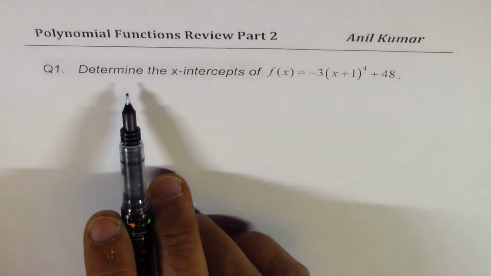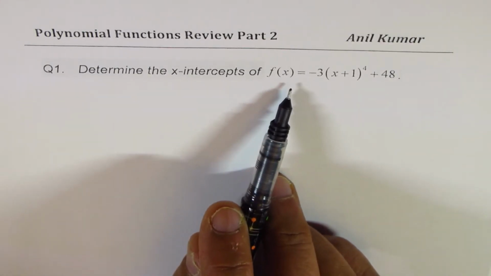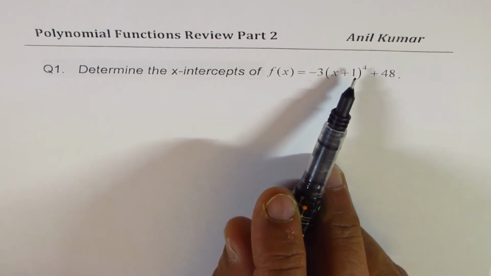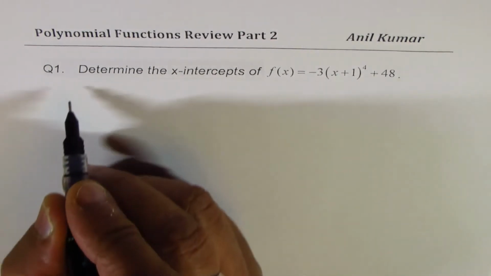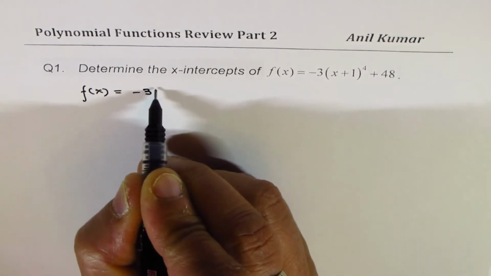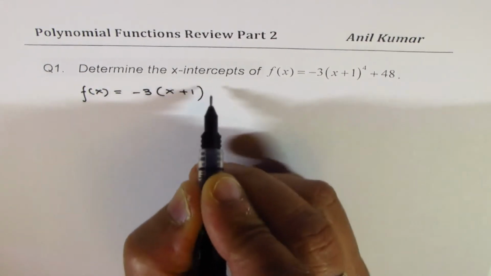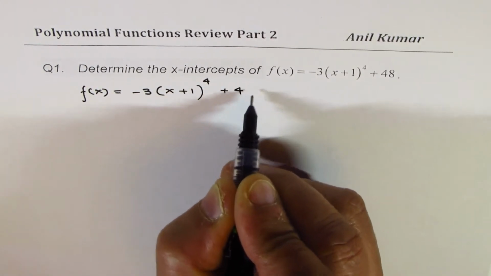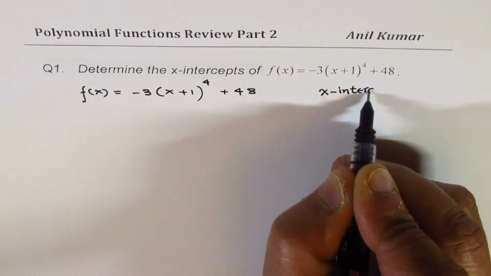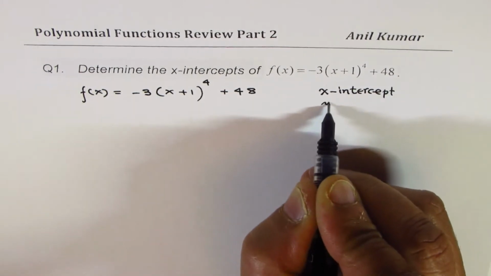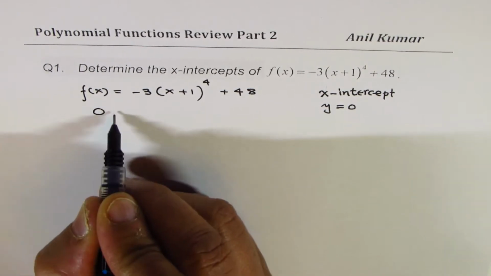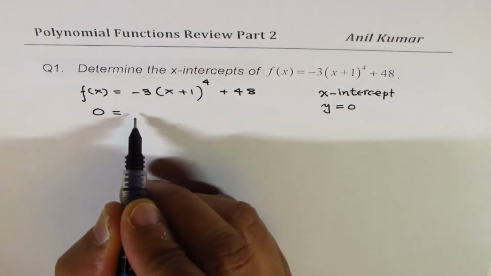Question number 1. Determine the x-intercepts for the function f of x equals minus 3 times (x plus 1) to the power of 4 plus 48. Now if you want to find the x-intercept, it means what? It means y equals 0, which is f of x. So let's equate f of x to 0 and find what x is.